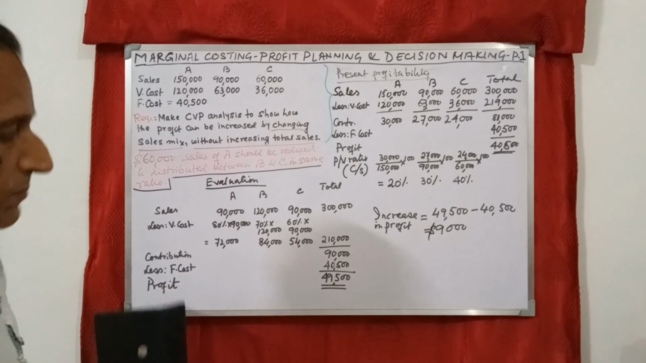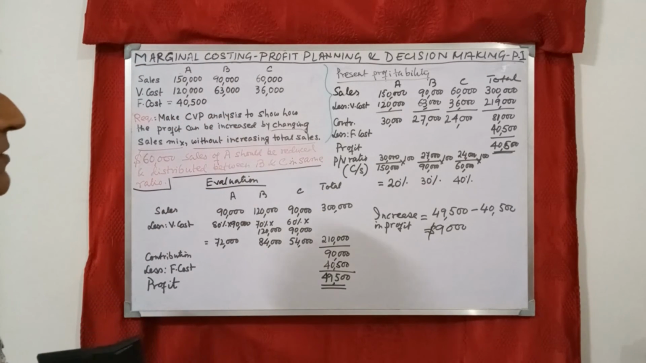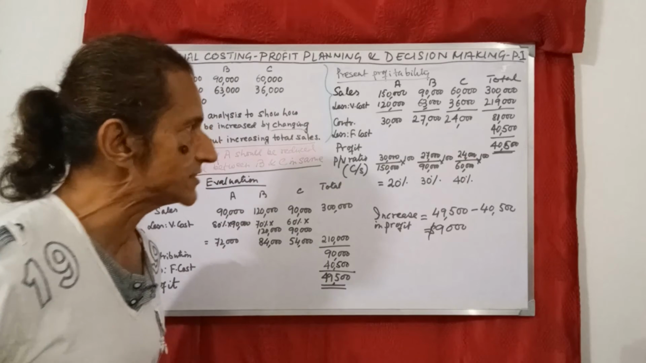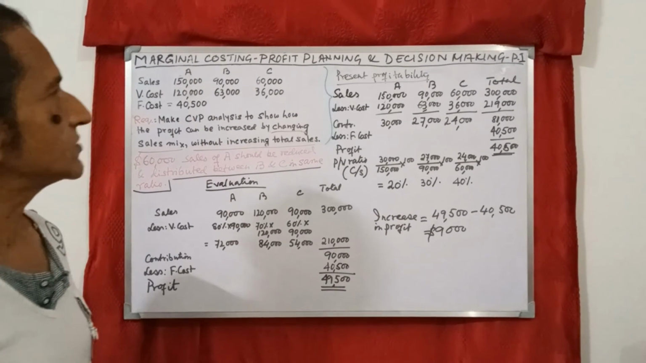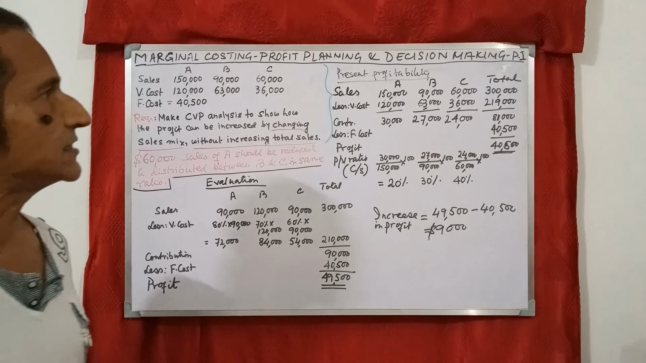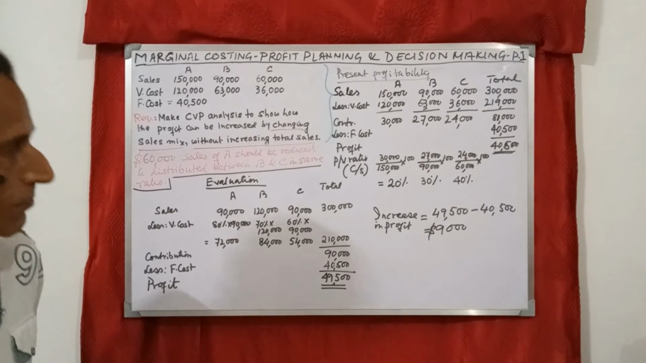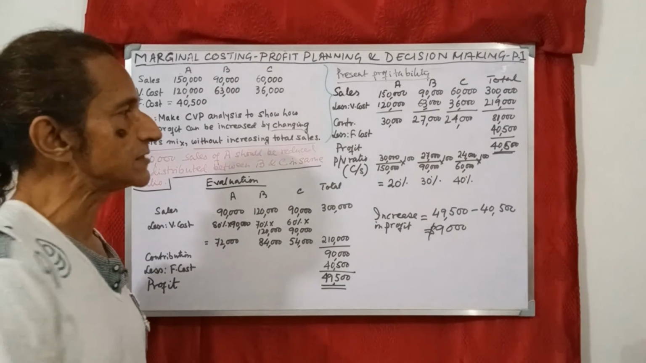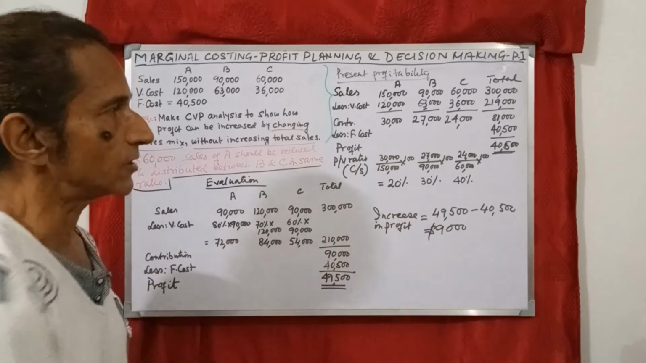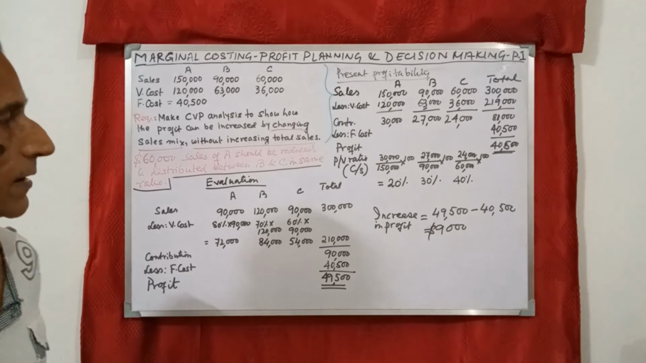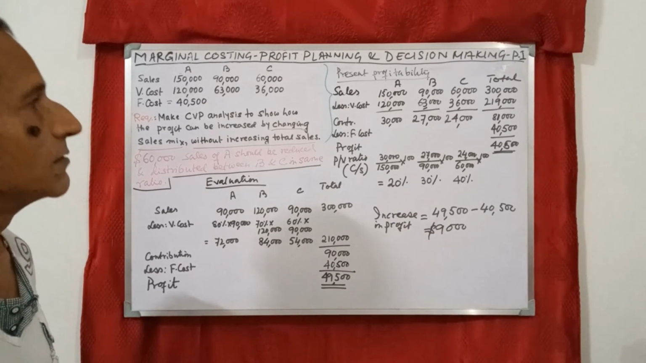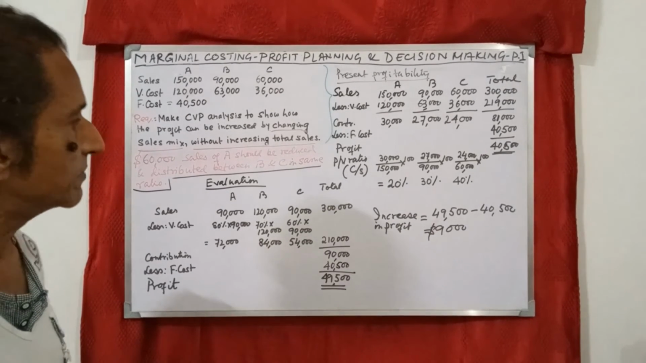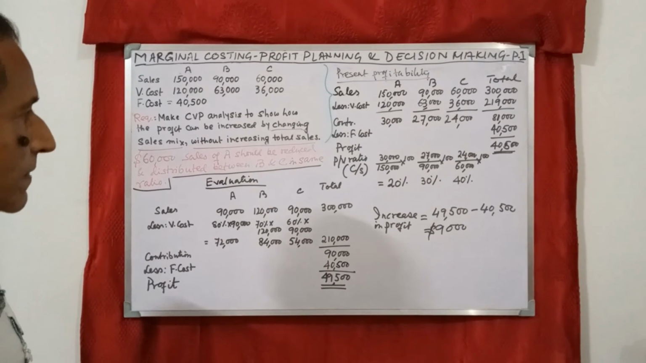So by implementing the decision of the management to decrease the sales of A by 60,000 and distributing that sales of 60,000 between B and C in the same ratio, the profit of the firm is increasing by $9,000. Hence, the decision is quite feasible. The management can implement this decision.